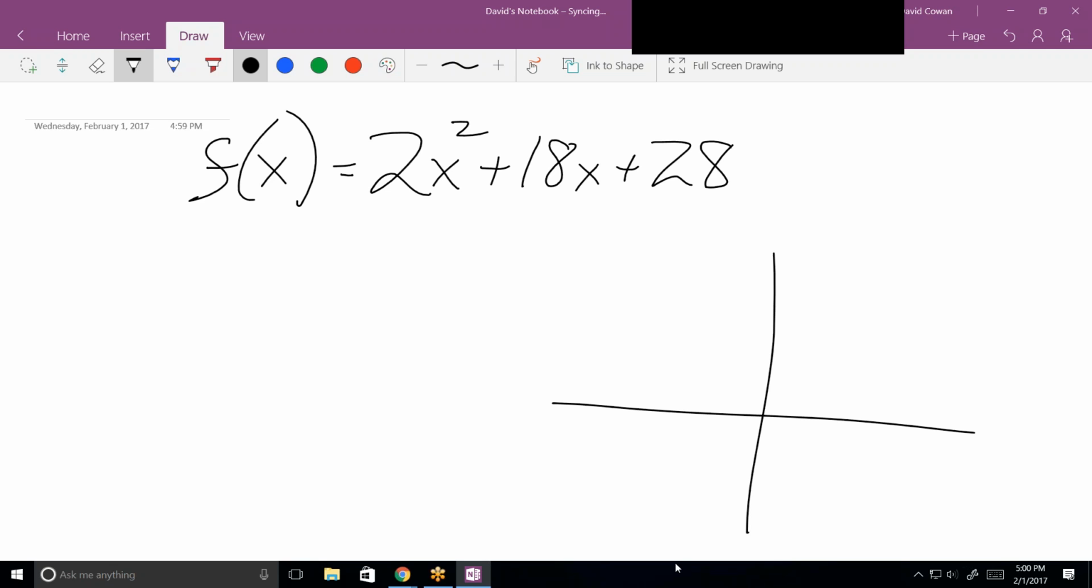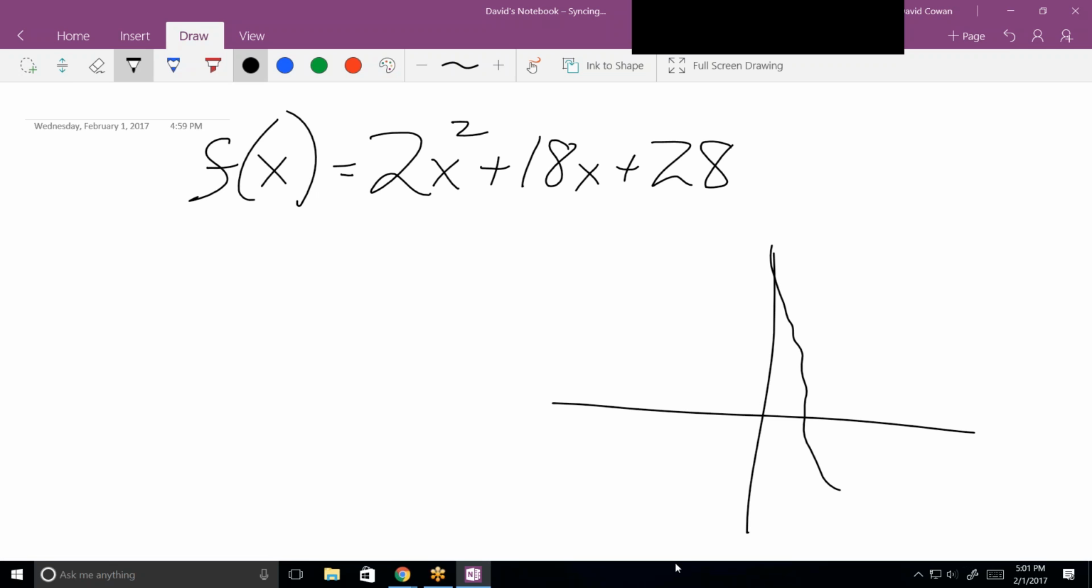Quadratics produce what kind of shapes? What are they called? Parabolas. Parabolas going to look something like that. And I know that it opens up because it's got a positive leading coefficient. If that was a negative 2, it would open down. Okay? Question is where are these x-intercepts? Let me draw this thing a little different.